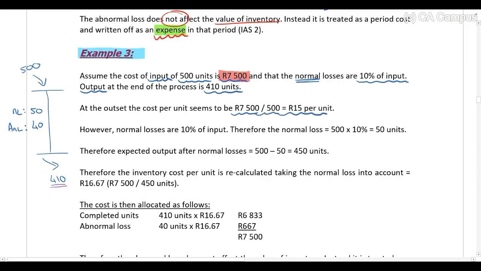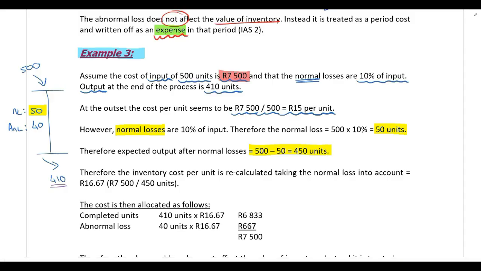So it looks like we have a cost of 15 Rand per unit when we try and value our inventory. We'll value it at 15 Rand per unit. Okay, initially that's what it looks like. However, what we've been told in IAS 2 is our normal losses should be taken into account in the value of our inventory. So what we need to do is say, what is the normal loss? The normal loss is 10%, which means it's going to be 50 units, okay? Which means after taking the normal loss into account, I'm sitting on 450 units.